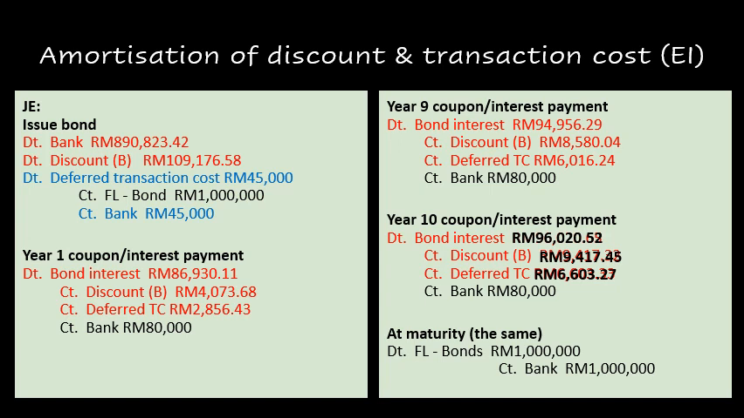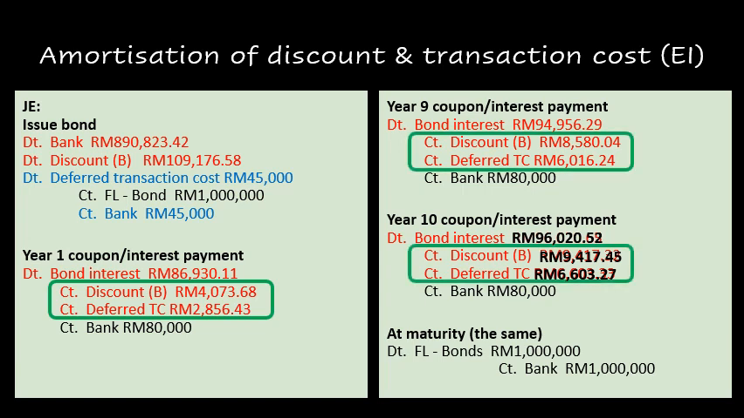From here again, we can see the amortizations of both discount and deferred transaction costs gradually to get to the nominal value of bond at 1 million ringgit. So that is how we do the journal entries for bond, either issue at premium or discount, and recording the changes in values throughout the period of the bond. Please replay the video later if you think you might miss something.